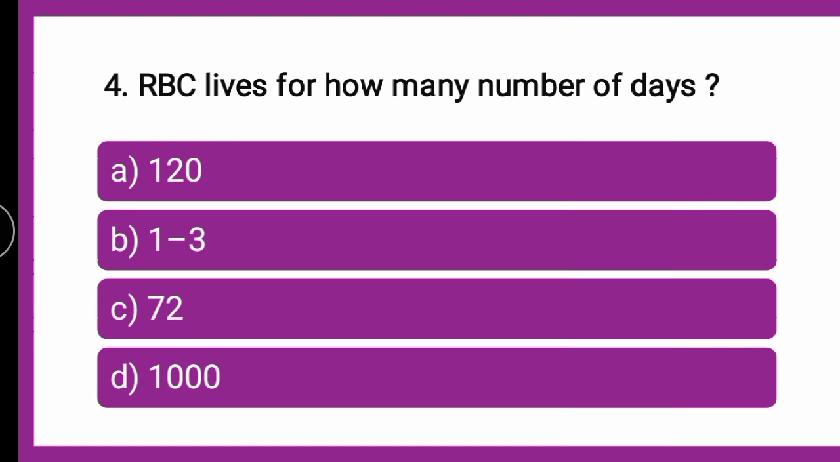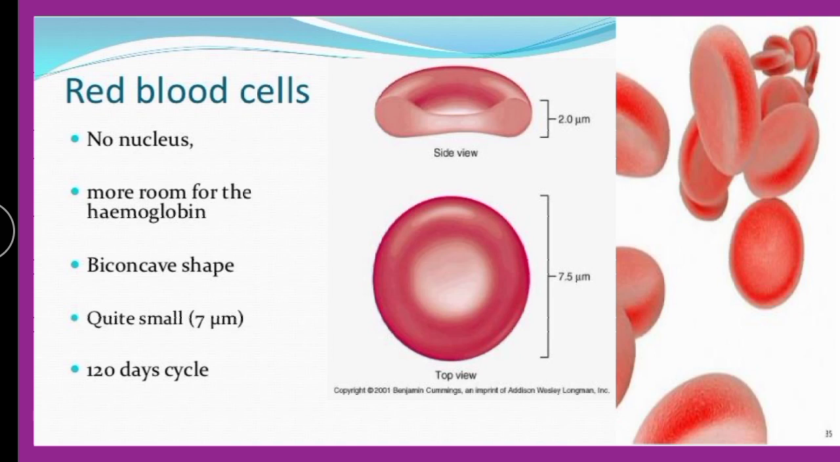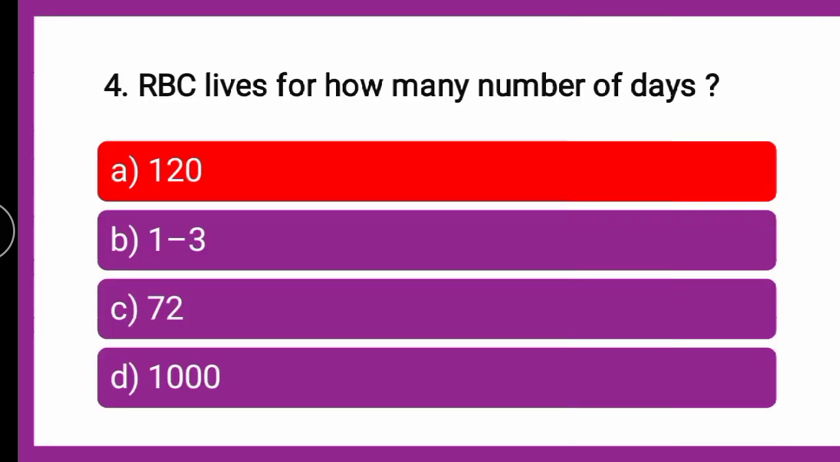Now this is the easiest question, which you all might know the answer to. Lifespan of RBCs. For the correct answer, we will go to the explanation now. The RBCs, if you see, this is the 120 days cycle of the RBCs. So it is 120 days. RBCs live for 120 days.